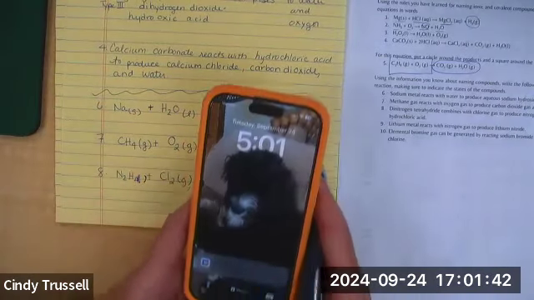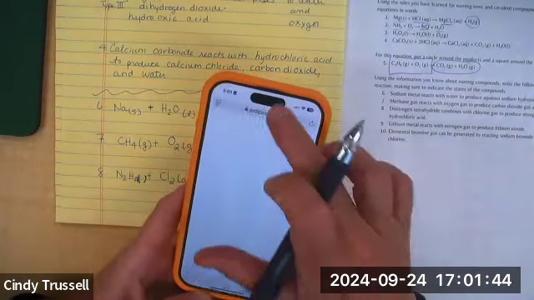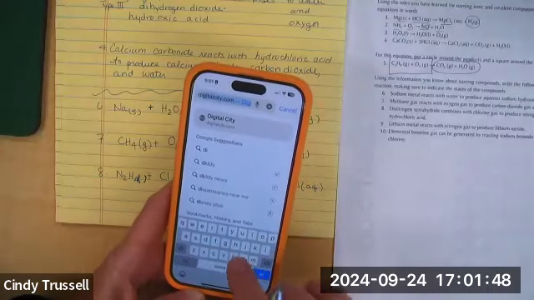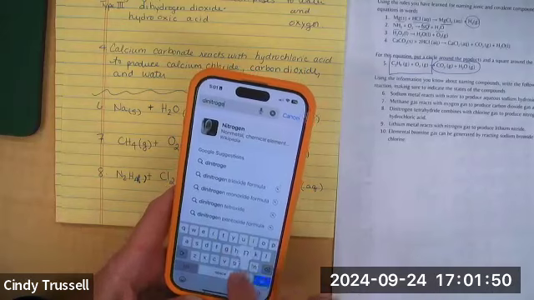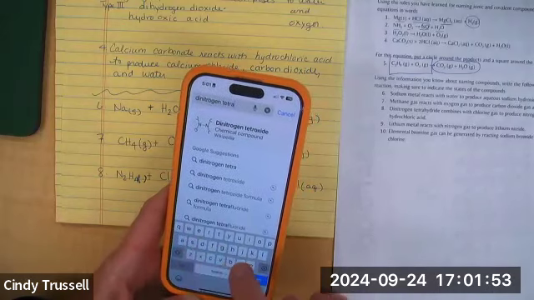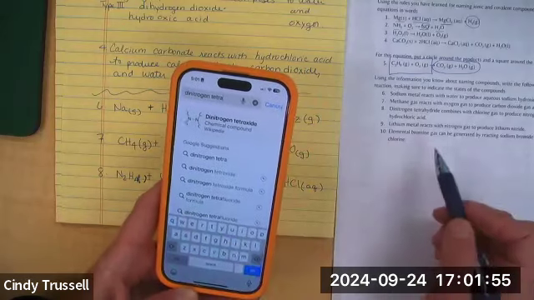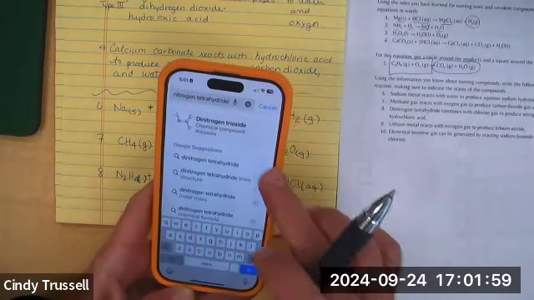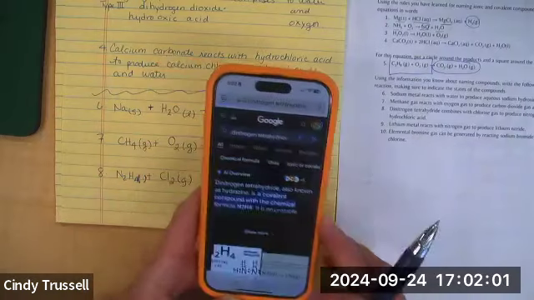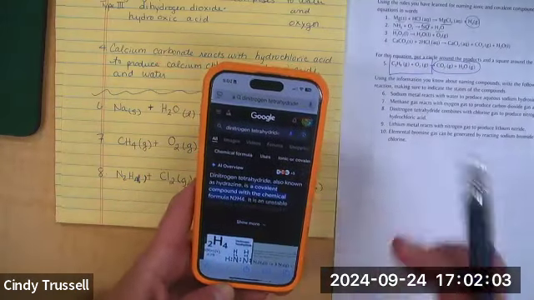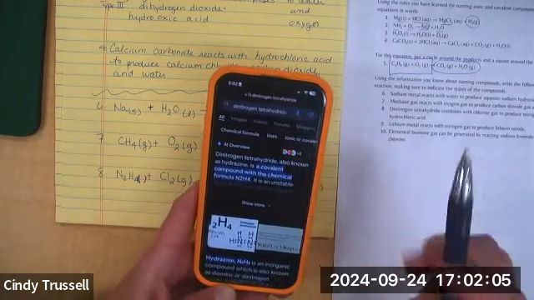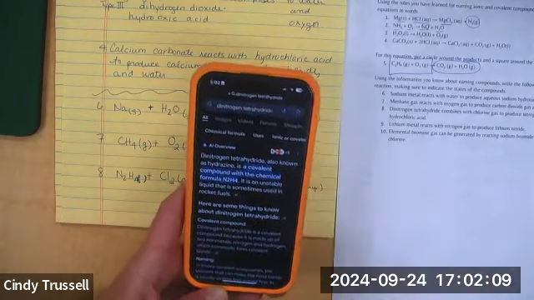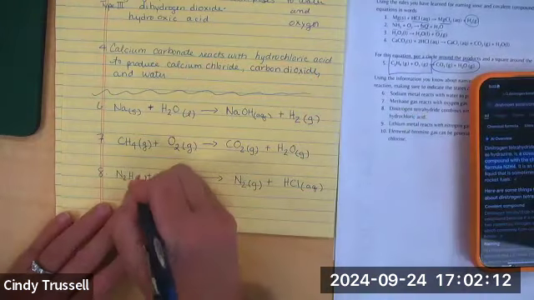So what I would do in this case is pull up my web browser and search dinitrogen tetrahydride. Oh, it doesn't even exist. Who knows? Maybe I made it up. I hope I didn't make it up. Oh, good. Maybe I didn't. Dinitrogen tetrahydride, also known as hydrazine, is a covalent compound with the chemical formula N2H4. It is an unstable liquid. So it's a liquid, so we're going to put an L there.